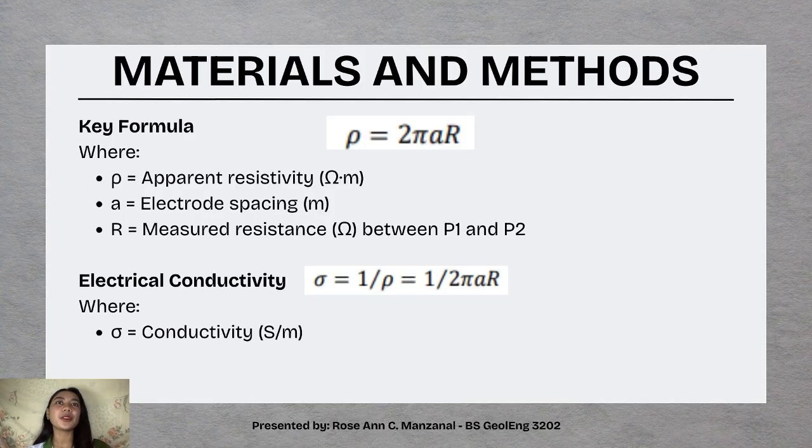The formula used in Wenner method is ρ = 2πAR, wherein ρ is the apparent resistivity, A is the spacing between electrodes, and R is the measured resistance. We can also calculate electrical conductivity, which is simply the inverse of resistivity, and that's given by the equation σ = 1/ρ.